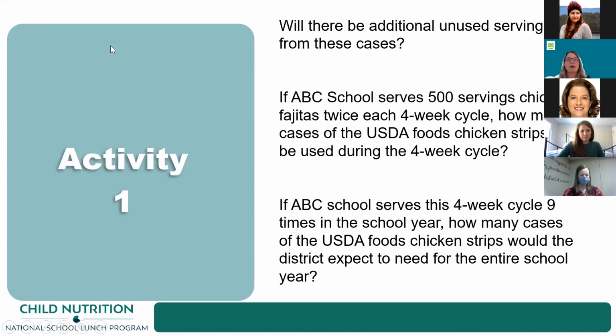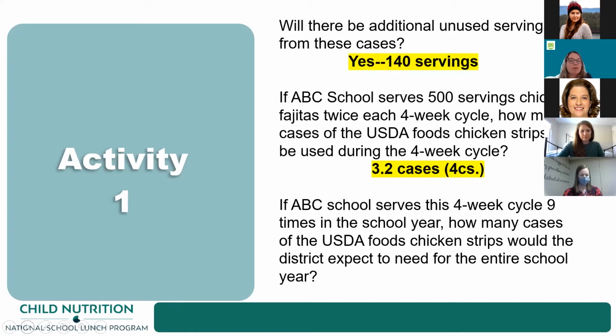We'll go to the next one here. Are there going to be additional unused servings from the cases? Those 2 cases, yes. So there's 140 servings left over from that. So we had 640 minus 500, and that's 140. And then if the school serves chicken fajitas twice in a 4-week cycle, how many cases will they use during that 4-week cycle? They're going to use 3.2 cases exactly for that number of servings. But then, of course, we round that up to the 4 cases that we would actually be ordering.